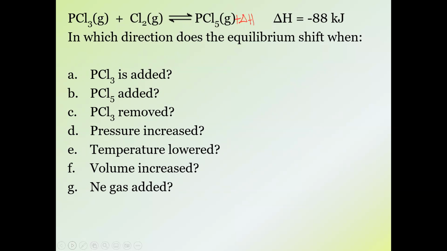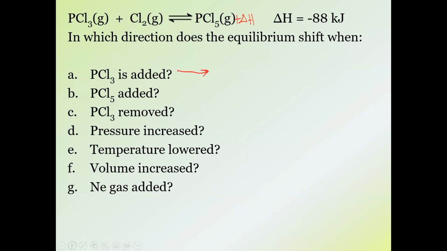Here it just wants to know in which direction the equilibrium shifts when these different stressors occur. It's simply looking at either left or right, towards the products, towards the reactants. So if PCl3 is added, we're adding to our reactant side. Remember, we said when something is added, it shifts towards the opposite side. So if we add on the reactant side, we shift toward the product side.